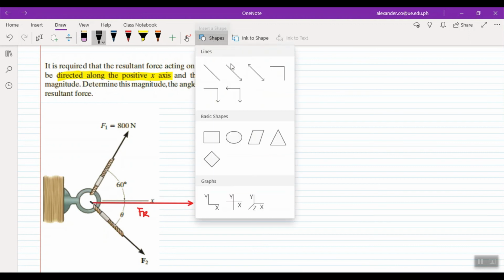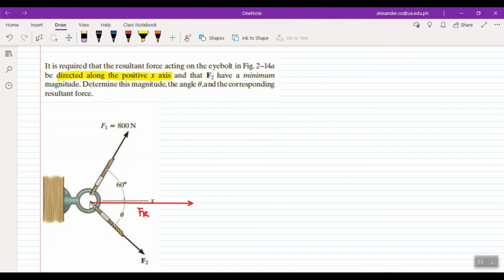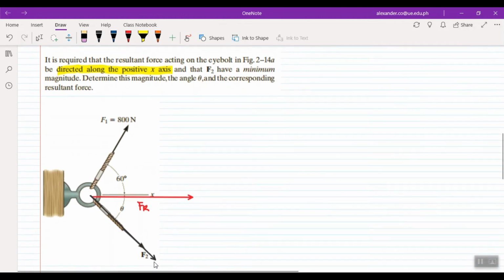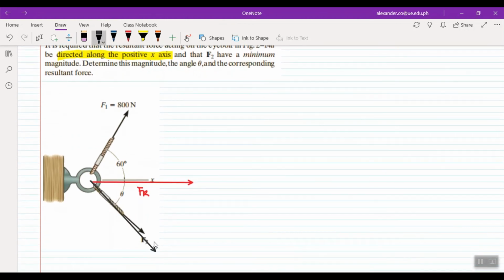Ito, kunin ko muna yung shape. So, ito, gaano dapat ito kahaba o kaiksi? Maiksi, minimum. Gaano dapat siya kaiksi para itong FR will be directly horizontal? Okay?